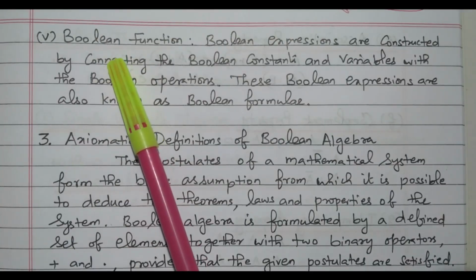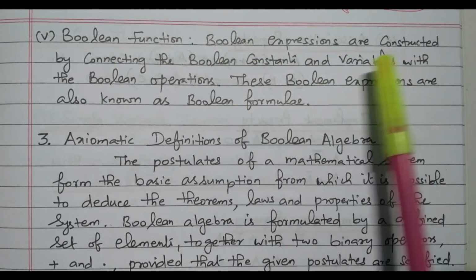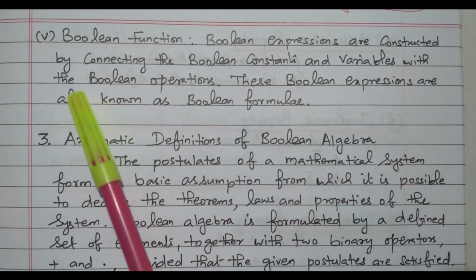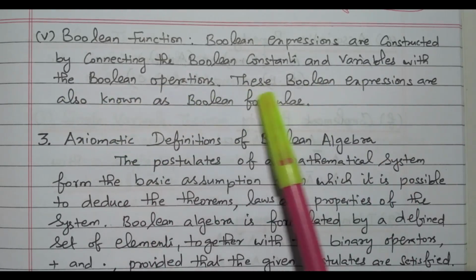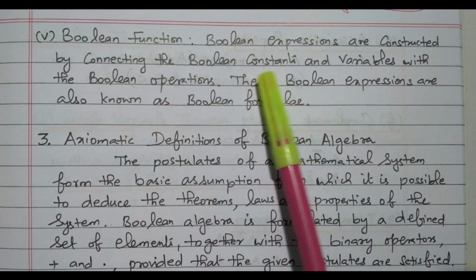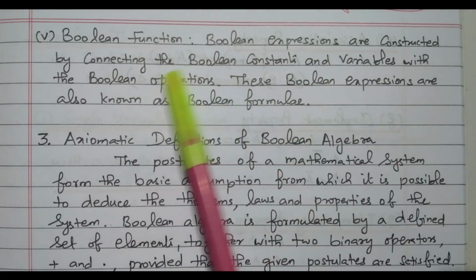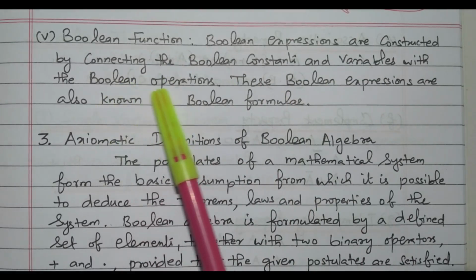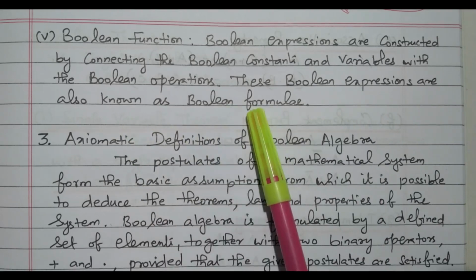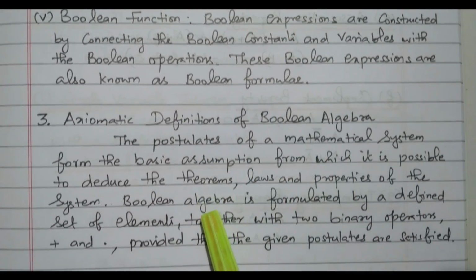The next term is Boolean function. Boolean expressions are constructed by connecting Boolean constants and variables with the Boolean operations. These Boolean expressions are known as Boolean formulas. We have already discussed constants and variables. Using constants and variables, the expressions are framed in order to perform the Boolean operations. So these Boolean expressions, known as a Boolean formula, contain constants and variables.